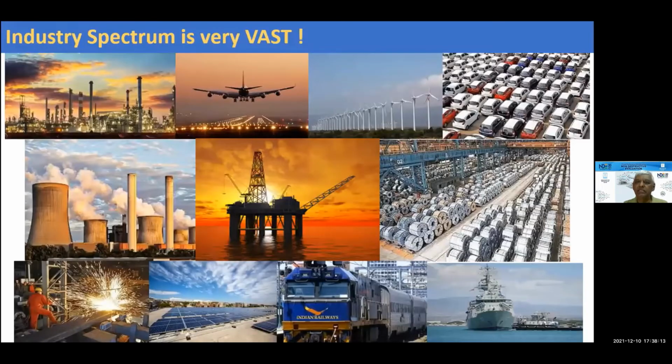The industry spectrum is very vast, and you all have experienced it, be it oil and gas, aerospace, renewables, automotive, offshore, manufacturing, locomotive, shipbuilding, whatever it may be. So everybody is into the game of manufacturing components and structures, or producing power or producing oil, or transporting you from place A to place B and so on.